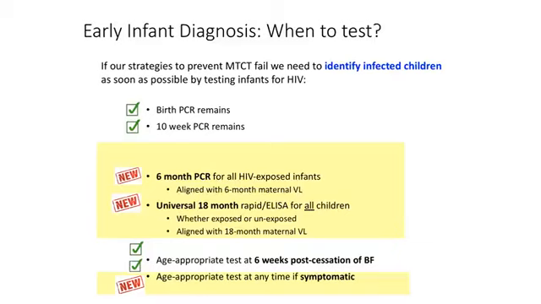So those are just the standard PCR times: your birth PCR, your 10-week PCR, 6-month PCR, and then your rapid test at 18 months for all toddlers, basically, and then a 6-week PCR post-cessation of breastfeeding, and then at any other time that you're worried. Okay, any questions?